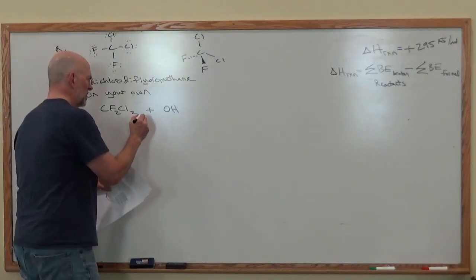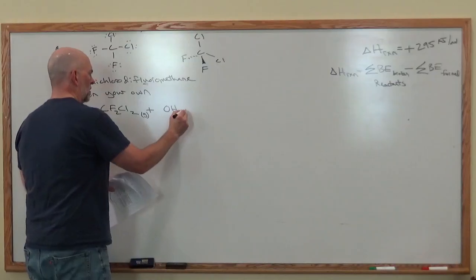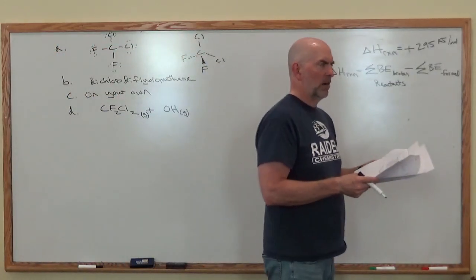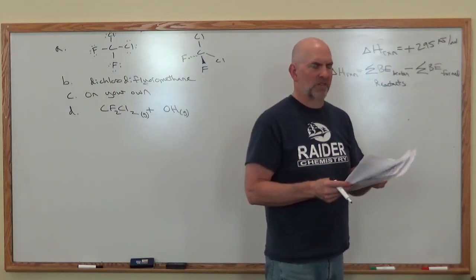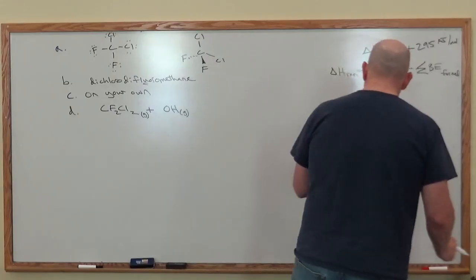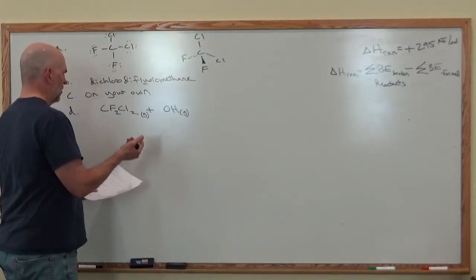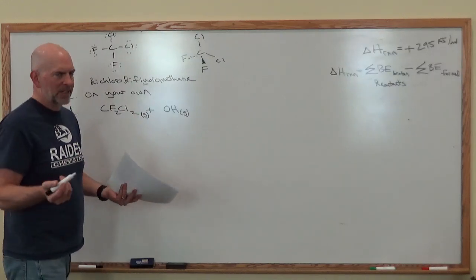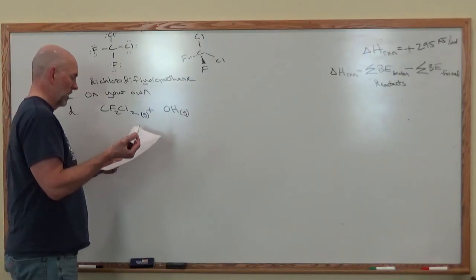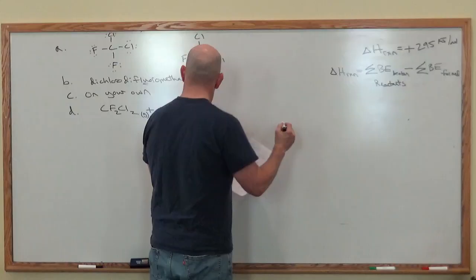And let's be careful here. I didn't put this in my notes. These are all happening in the troposphere, or excuse me, well, they could be happening in the troposphere and the stratosphere, but they're happening in the atmosphere. So we want to show the abstraction of a fluorine. We could abstract a fluorine, or a chlorine, but we're doing a fluorine. So that's fine.